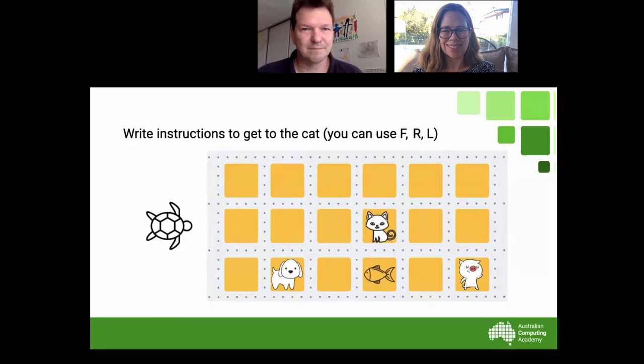We want you to have a turn. So here's my turtle. You can use the instructions F for forward, R for right, and L for left. In the chat, I want you to have a go at writing instructions to get the turtle to the cat. We'll start with a simple one. So there's the cat, there's the dog, there's the fish, and there's the pig. And we want to go here. Jake, well done. Jake's shared it.